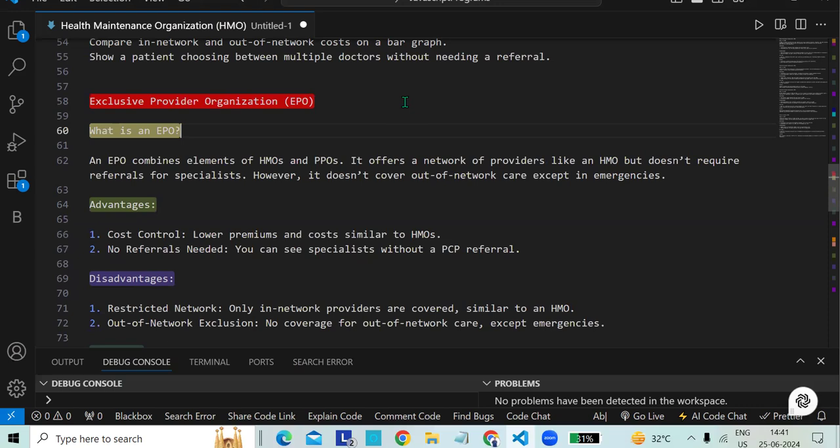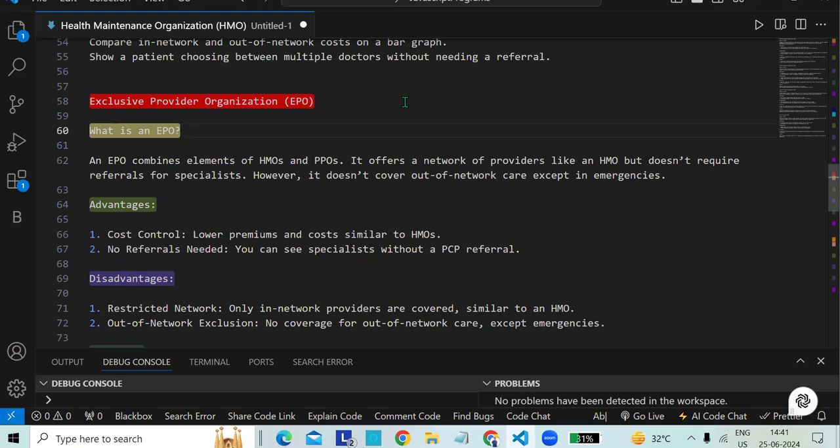It offers a network of providers like an HMO, but does not require referrals for specialists. However, it doesn't cover out of network care except in emergencies.